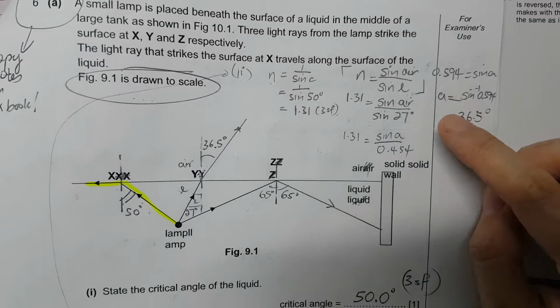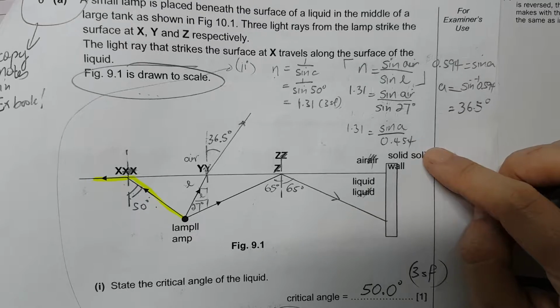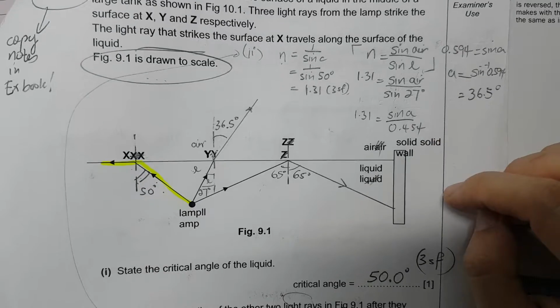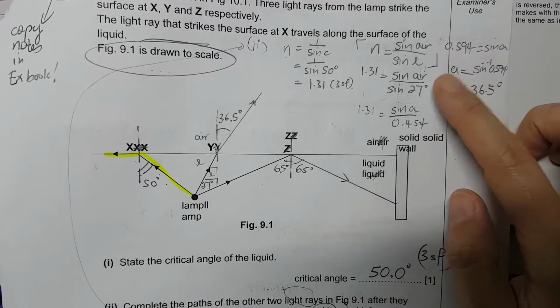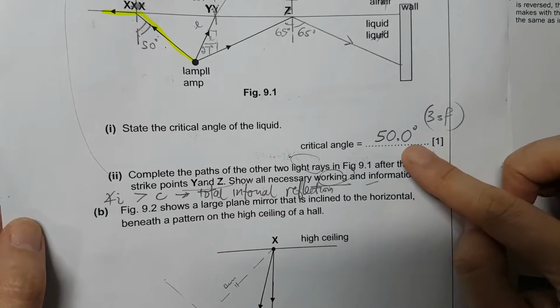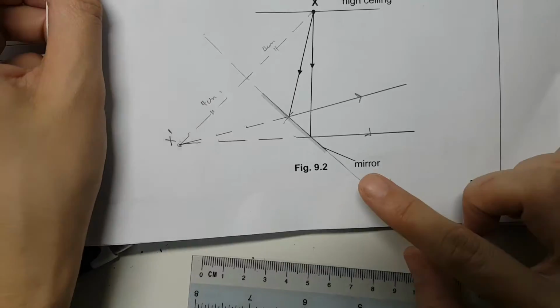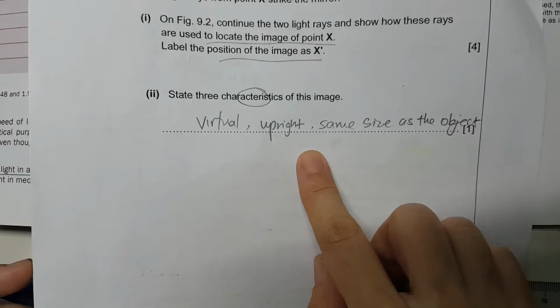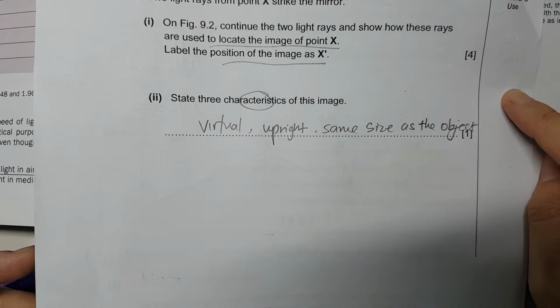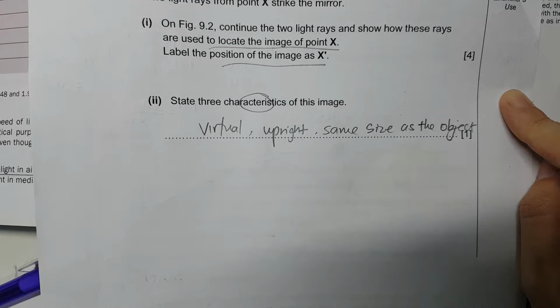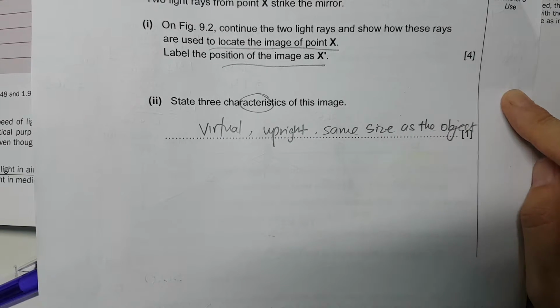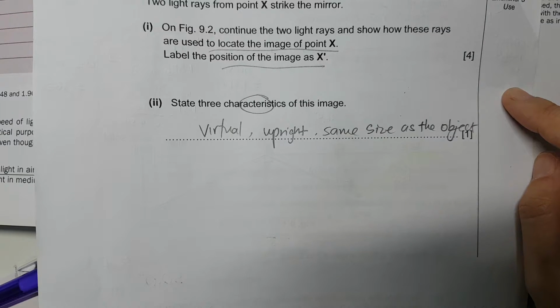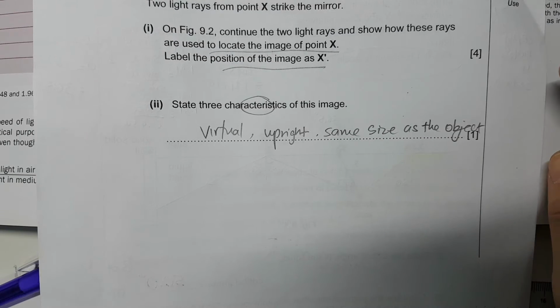6. Remember to copy the notes in your exercise book about the reversibility, critical angle, light rays, and the last one. Okay, get your correction done and submit your corrected answers to me the next lesson.